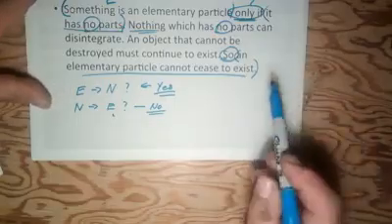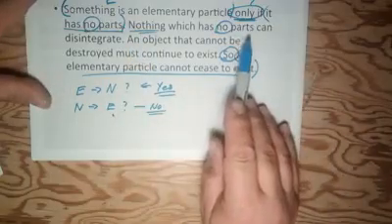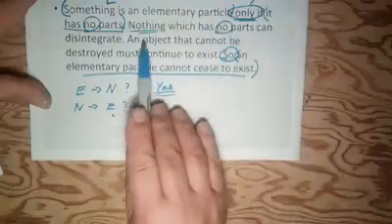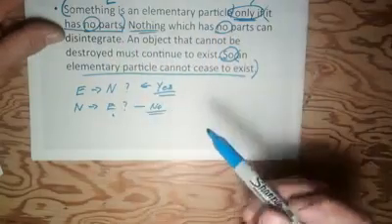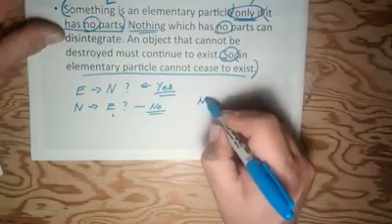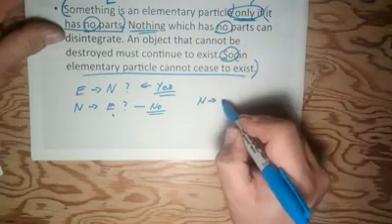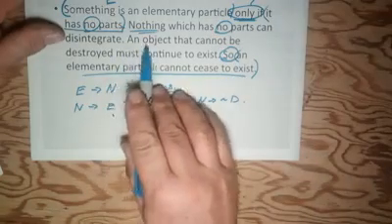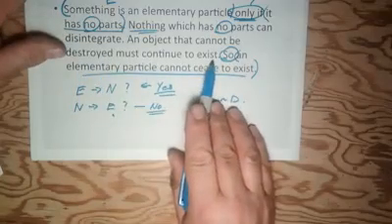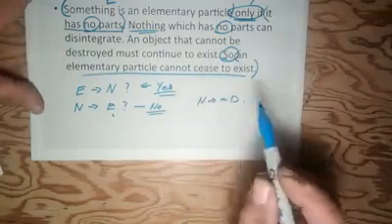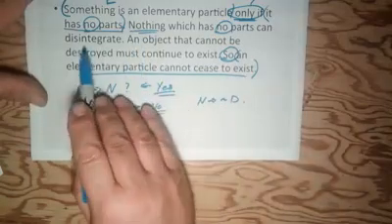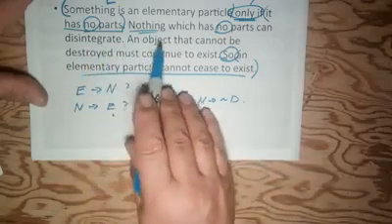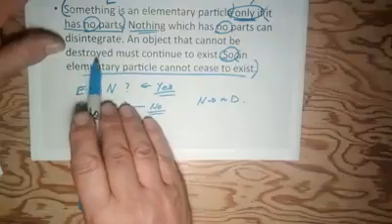Okay, so rocking along, nothing which has no parts can disintegrate. So that's if it has no parts, then it cannot disintegrate. So that would be N, then not D. An object that cannot be destroyed must continue to exist. Now, do we think that destroyed and disintegrate here mean the same thing? I sure hope so. Otherwise, this argument is going to get really complex unnecessarily soon.